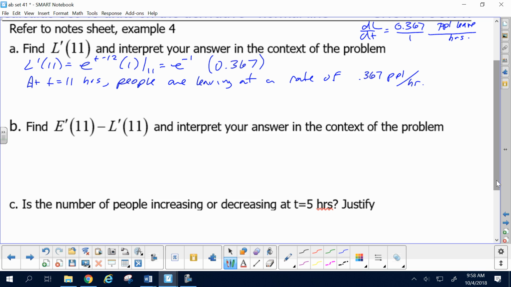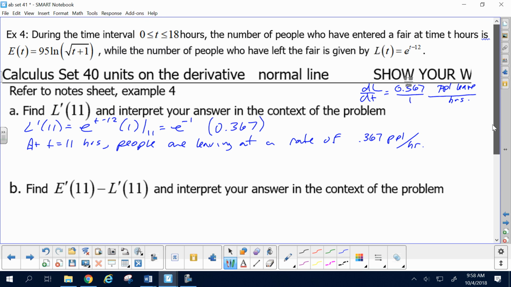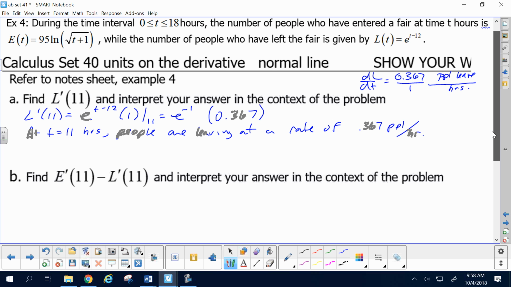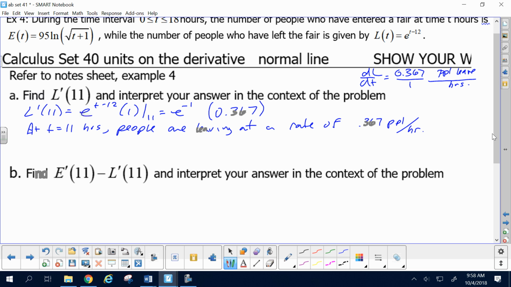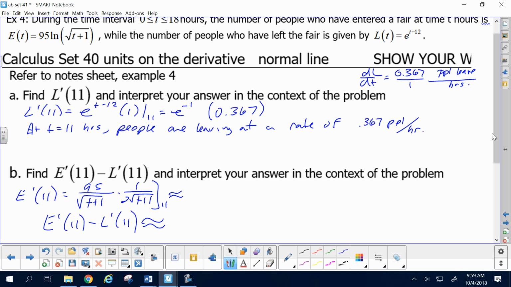E prime at 11 minus L prime at 11 would be something like, oh, a mess. E prime at 11 was what, 95 over the square root of t plus 1 times 1 over 2 t plus 1. Chain rule, you didn't have to do it by hand, you could have used a calculator. Does somebody have an answer for me for E prime at 11, or did you have the whole thing? Either way, do you have E prime at 11 minus L prime at 11 for me, somebody? Talk to me. 3.958? Oh, wait. And that's the joint rate? Okay, great, thank you. Perfect.